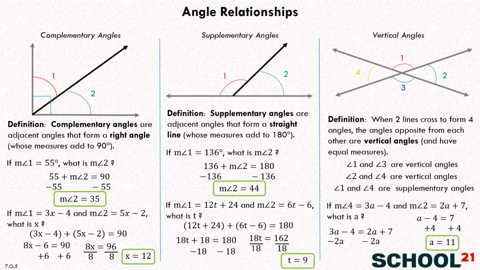So these 3 types, you should memorize the definitions. Looks like big words, but really pretty simple concept. Add up to 90, add up to 180, are equal to one another.